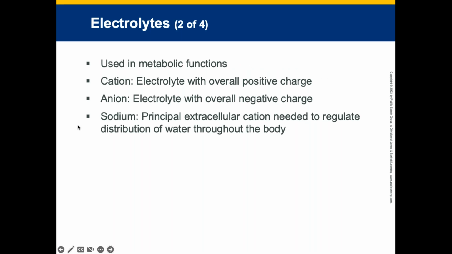A cation is an electrolyte with an overall positive charge; anions are electrolytes with an overall negative charge. Sodium is the principal extracellular cation needed to regulate the distribution of water throughout the body. So we have to have sodium to regulate that water, right? So what medication do we have available to help someone with sodium? We're not just going to put salt into an IV. What medication do we use? Yeah, saline, right? Normal saline or sodium chloride. Yep.